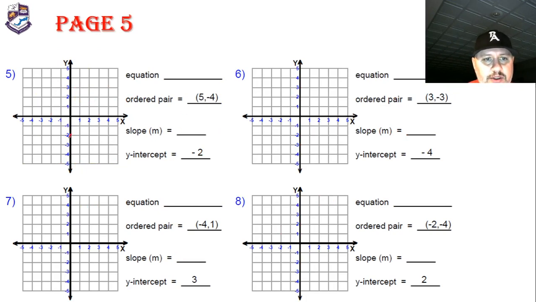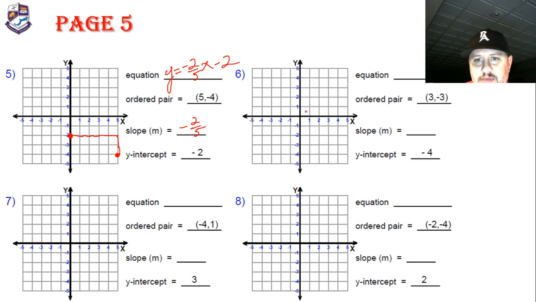I'm going to graph -2. My ordered pair, 5, -4. I can see that has a negative slope. I'm rising 1, 2. And I'm running 1, 2, 3, 4, 5, -5. So that's a -2/5 for my slope. So I get y equals m, -2/5 x minus 2 for where it crosses y, right?